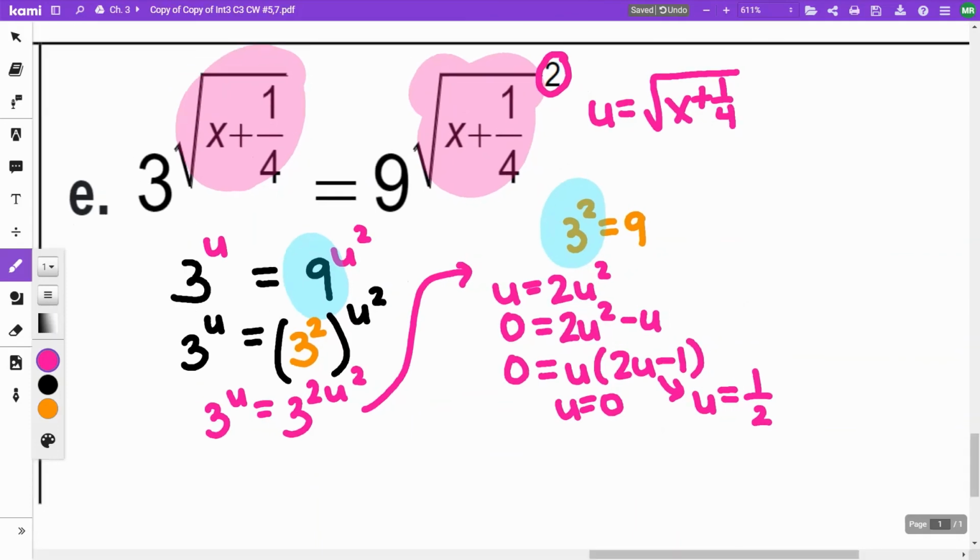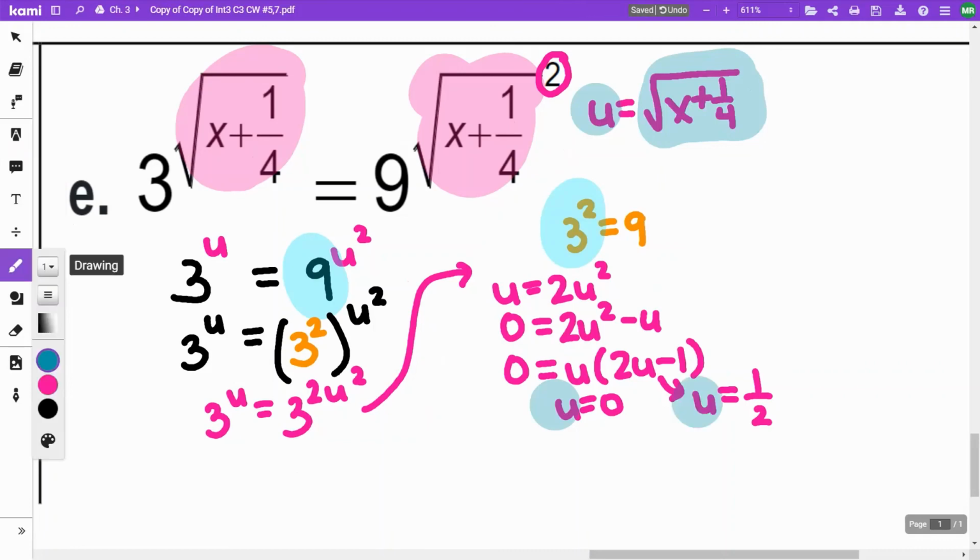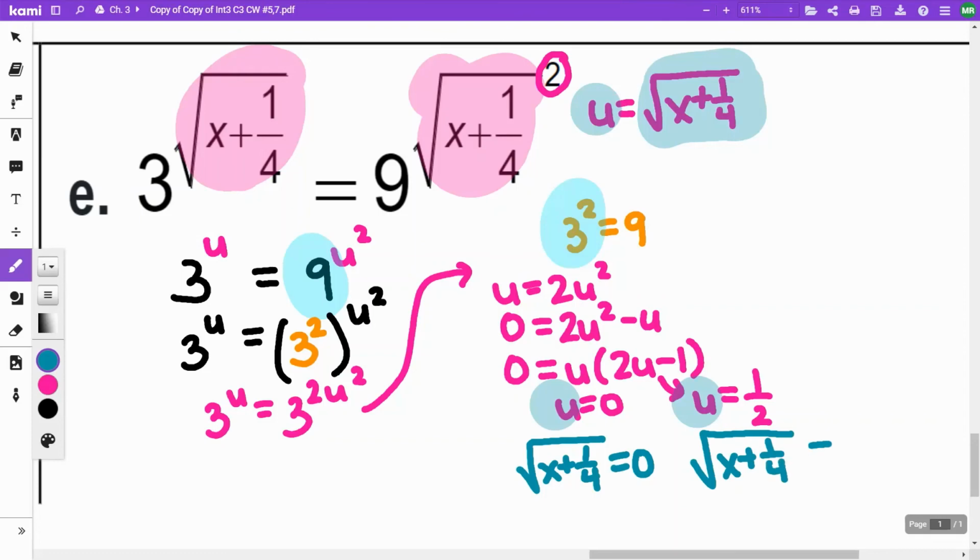Almost done. Did not have a u. Don't lose track of what we're actually trying to do. We're trying to solve for x. And u is really this. So in place of that u, I'm going to put the square root of x plus 1/4. In place of that, I'm going to put the square root of x plus 1/4. So I'm going to rewrite this as the square root of x plus 1/4 is equal to 0. And the square root of x plus 1/4 is equal to 1/2.